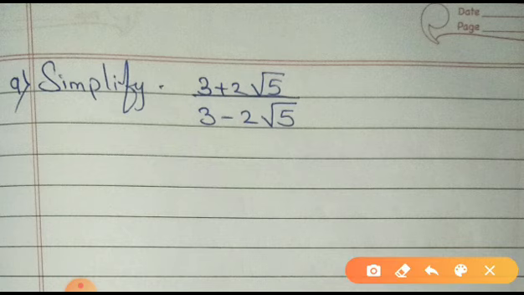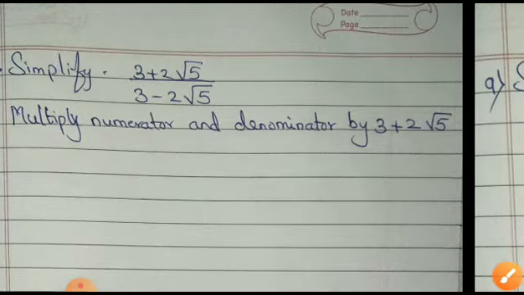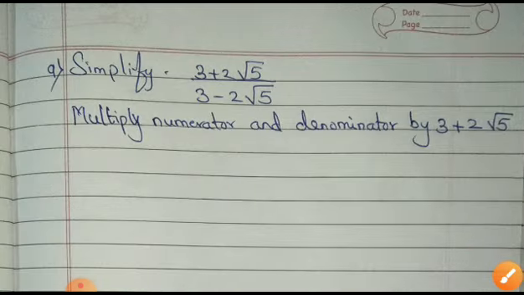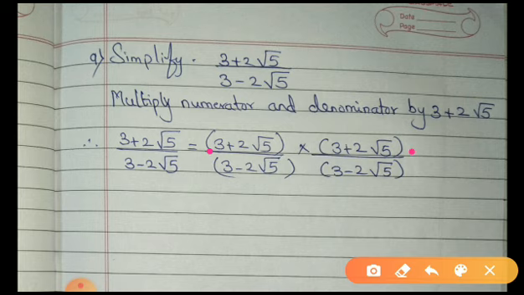I have to multiply with 3. Yes, here it is minus. So I have to multiply with plus 2 root 5. Okay. So multiply numerator and denominator by 3 plus 2 root 5. So I have got in the numerator 3 plus root 5 into 3 plus root 5, and denominator is 3 minus 2 root 5 into 3 plus 2 root 5. Okay. That mistake, it should be 3 plus 2 root 5.